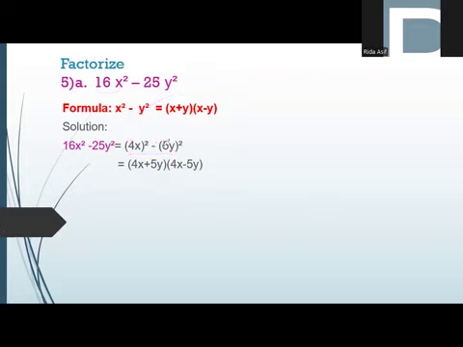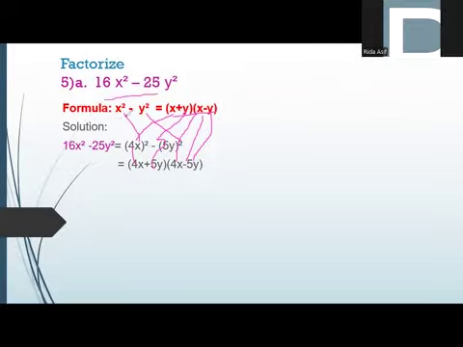Okay. So here we get 4x square minus 5y square. So this is the left hand side comparison of our formula. What about the right hand side? This is x and this is y. So by comparing with our right hand side, x is 4x, so x plus y, then bracket, and what is x? 4x minus, what is y? 5y. Right?